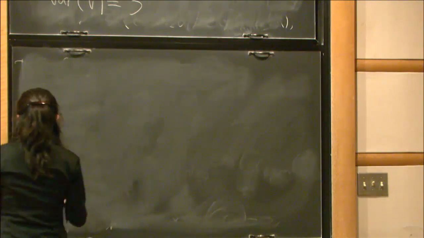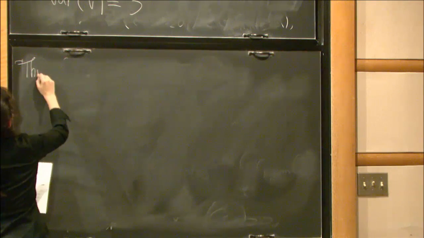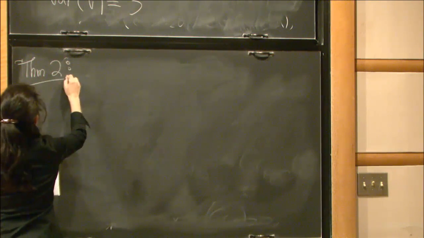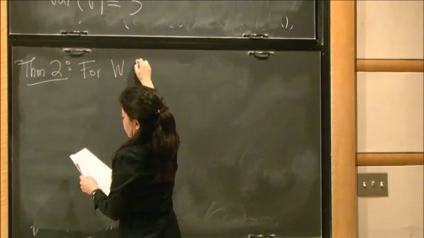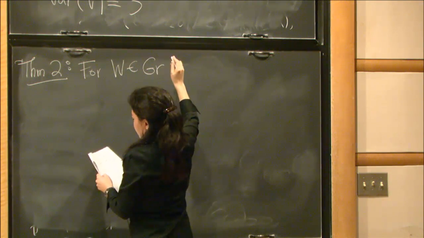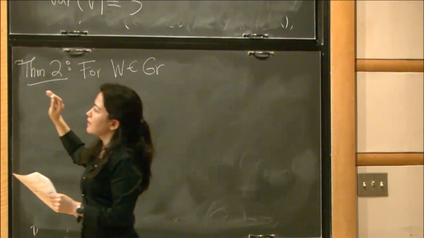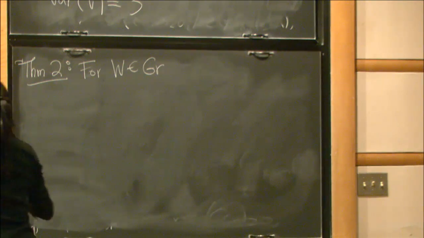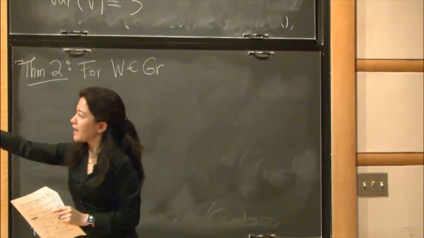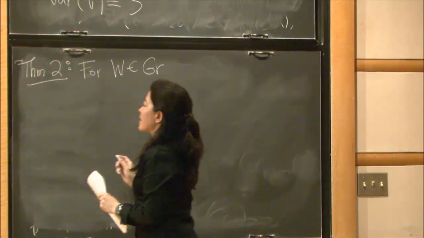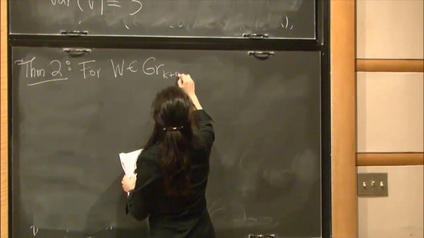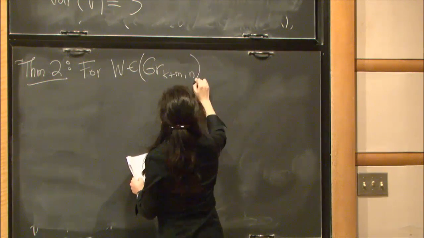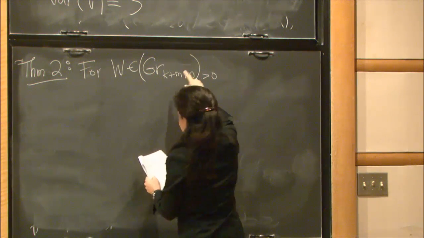Okay, so now the second theorem says that for W, so remember W we thought of before as the row span of Z. And Z had this property of positive maximal minors. So W we're thinking of as an element of the positive part of Gr_{K+M,N}.